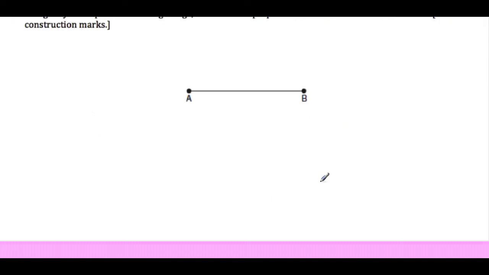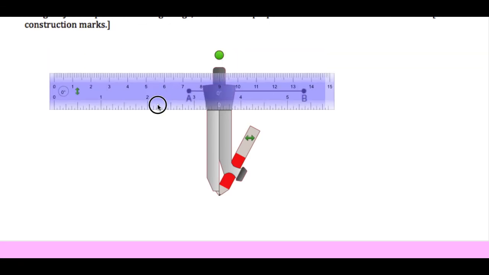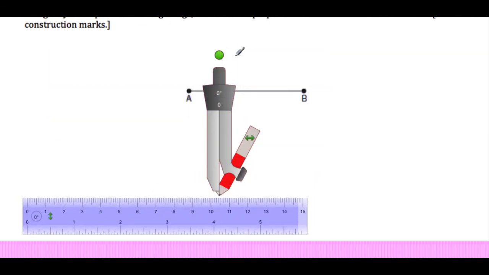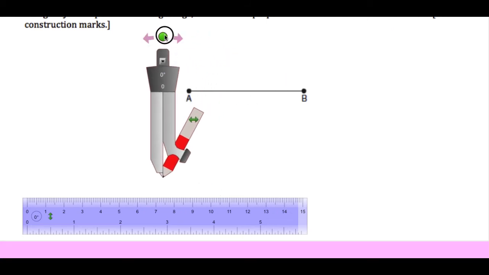Number 10, using only a compass and a straight edge. So once again, I'm going to take out a compass and a straight edge. Please, for your quarter exam, bring your own compass and straight edge. I'm sure it will be very helpful. Construct a perpendicular bisector. Now, how am I going to do it?